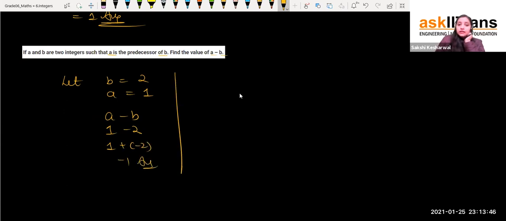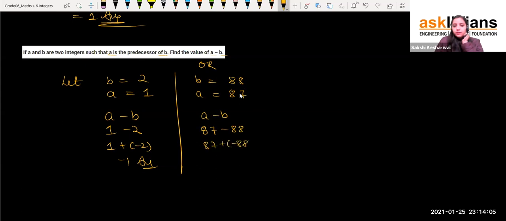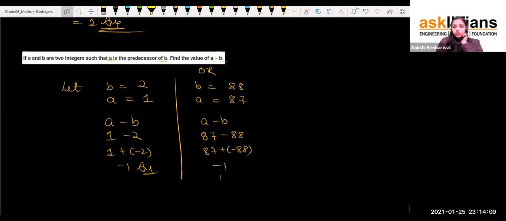Or you can take any other example. Like if you take b is equals to like 88. So a is the predecessor, so it will be 87. It says a minus of b. So it is 87 minus of 88. So it is 87 plus of minus 88, which will be equals to again minus 1. That's your answer. See, these are like trick questions which come in, like they will ask you whether it's true or false, this and that, right?